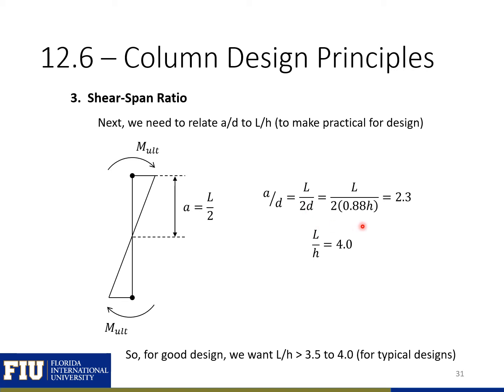And our typical d is going to be around 0.88 to 0.9 times h. So we can set this equal to 2.3, which is what we found on the previous slide in the plots that we developed, and we'll see that this gives us an L over h ratio of about 4. So for typical good design, we want an L over h ratio for our column to be greater than between 3.5 and 4. And that'll give us good behavior and make sure shear doesn't control.